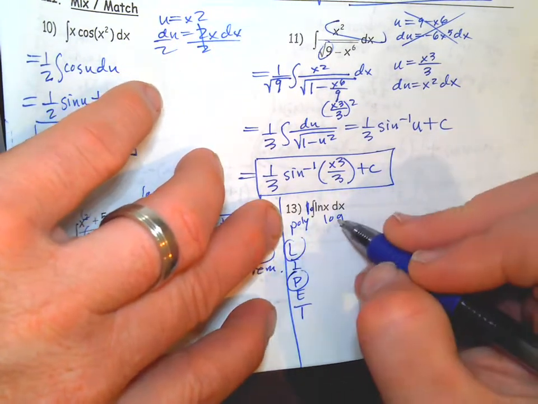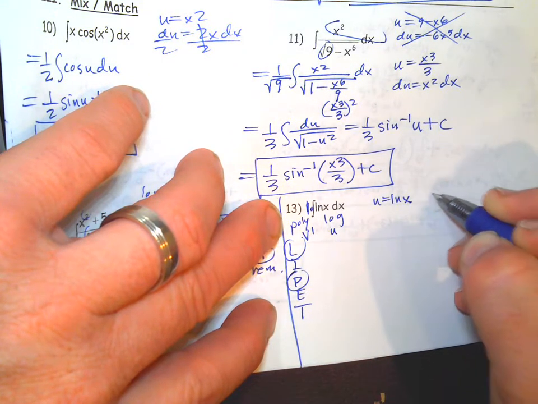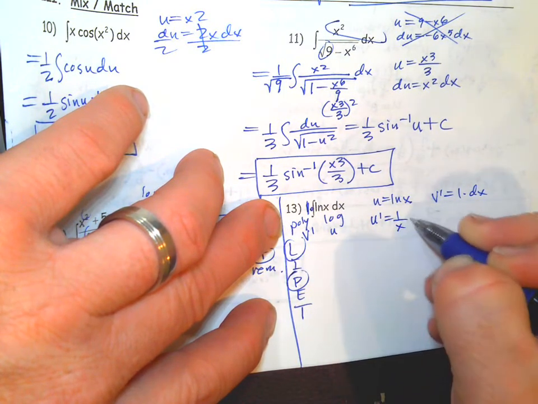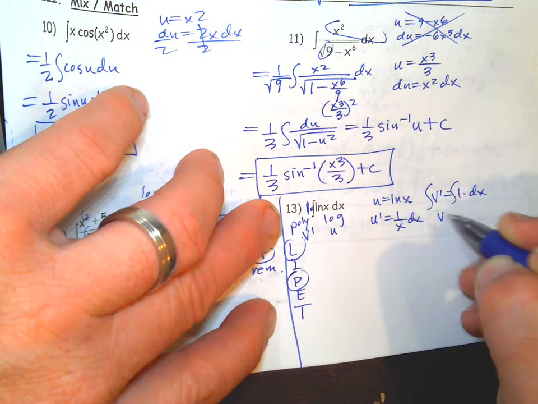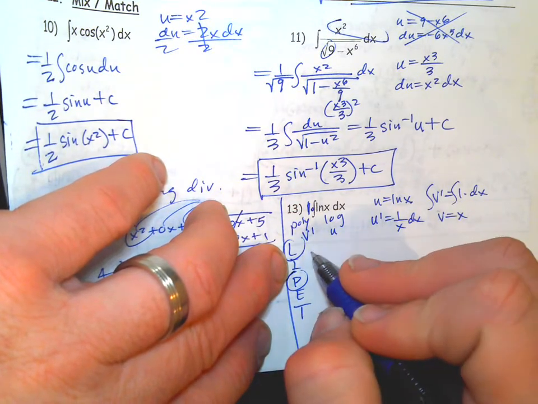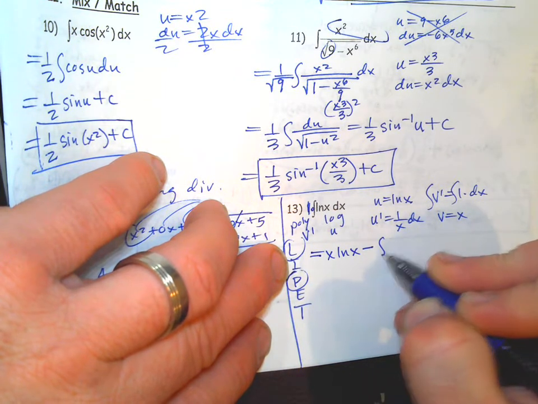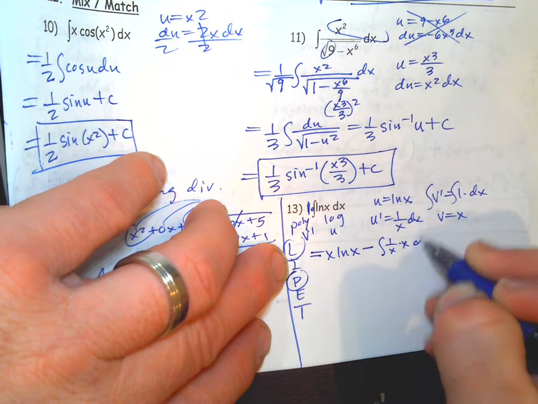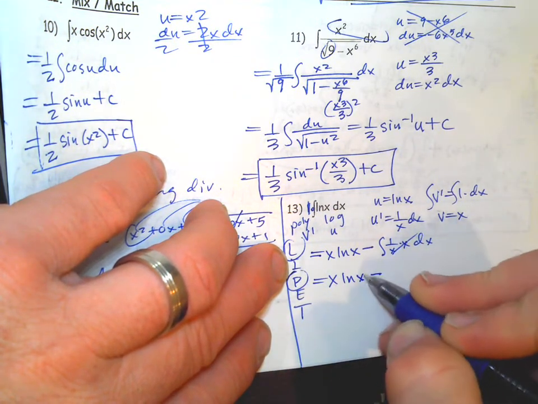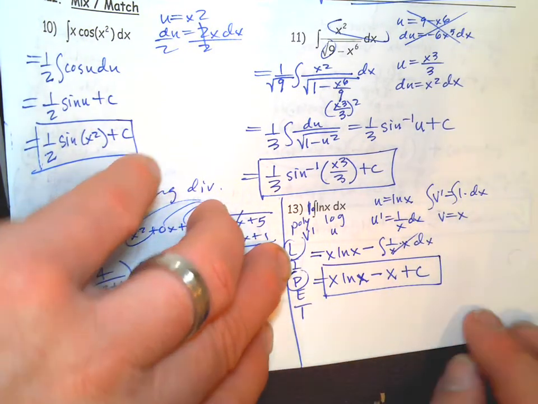So the first one in the list is your u, the other one's your v prime. So u equals natural log of x, v prime equals 1 dx, u prime equals 1 over x dx. We integrate this, v equals x. So what we have now is uv, x natural log of x, minus the integral of the two new things, 1 over x times x dx, which ends up just becoming 1. So we get x natural log of x minus x plus c. There you go.